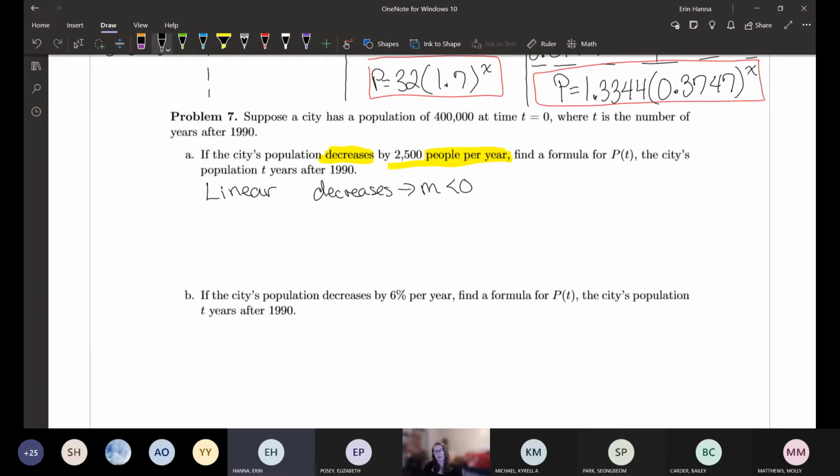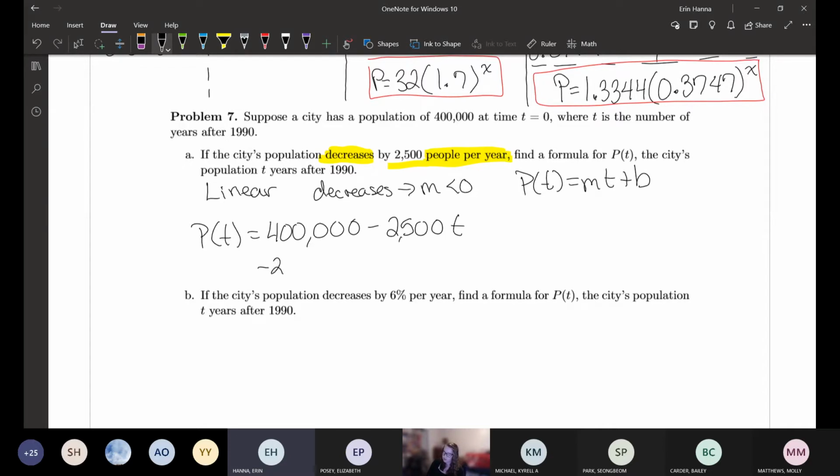So if we need a linear function here, we need a y equals mx plus b, or a P of t equals mt plus b in this case. We need our slope and our y-intercept. Y-intercept is when t is 0, which we're given to be our 400,000, and the m is going to come from that decrease of 2,500 people. So our equation here would be, I like to put the positive value first if I have one. It's just personal preference. Of course, you can put the slope first if you prefer. Either of those two equations is perfectly acceptable.